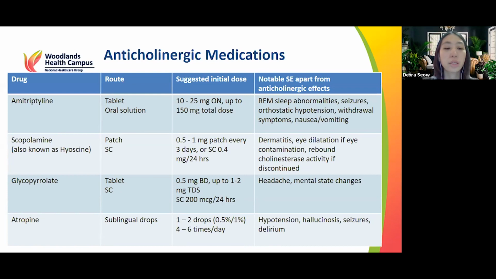but it's only one case report. The other thing would be atropine. So they can give sublingual drops, about 0.5% to 1%, 1 to 2 drops 4 to 6 times a day. Of course, there are also some side effects to that, including hypotension, hallucinosis, as well as delirium.